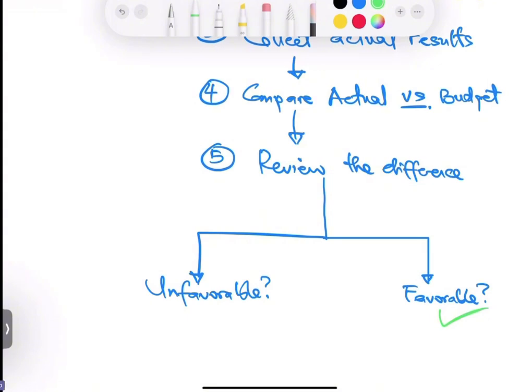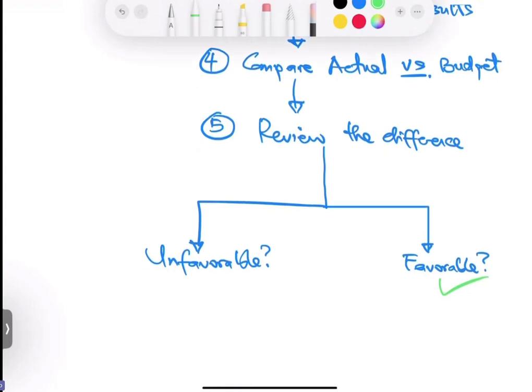You encourage. Or maybe if it's a quarterly feedback or half-year feedback, you say, okay, you've done well in the first half of the year. In the second half of the year, please make sure you keep it together just as you've done, or even do better. But if it's unfavorable, then we need to ask another question. Why did you fail in achieving your budget? Why did you struggle? Why did you overspend?